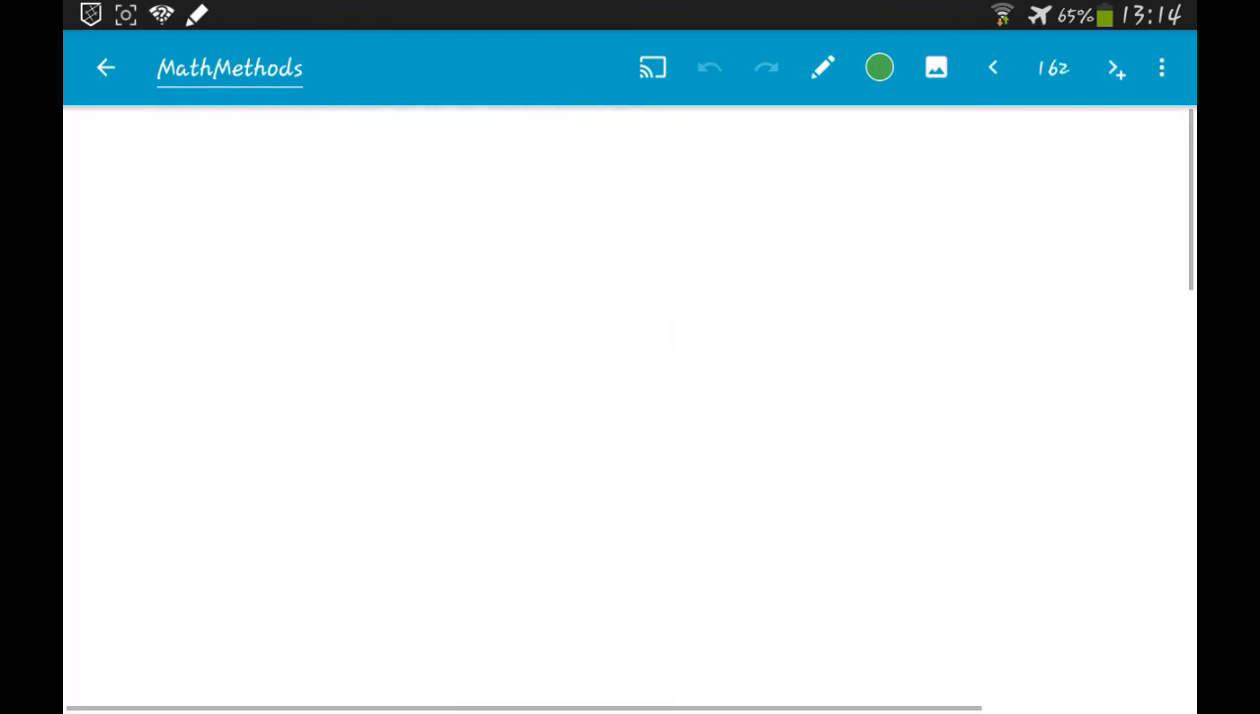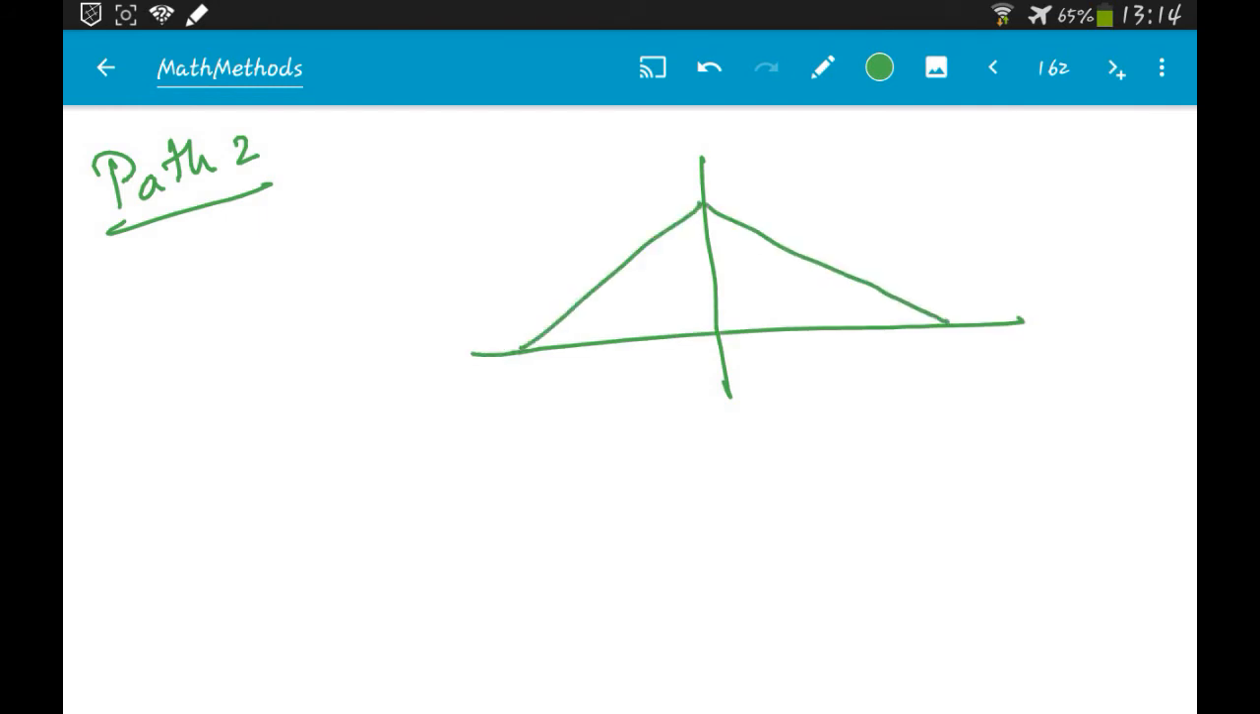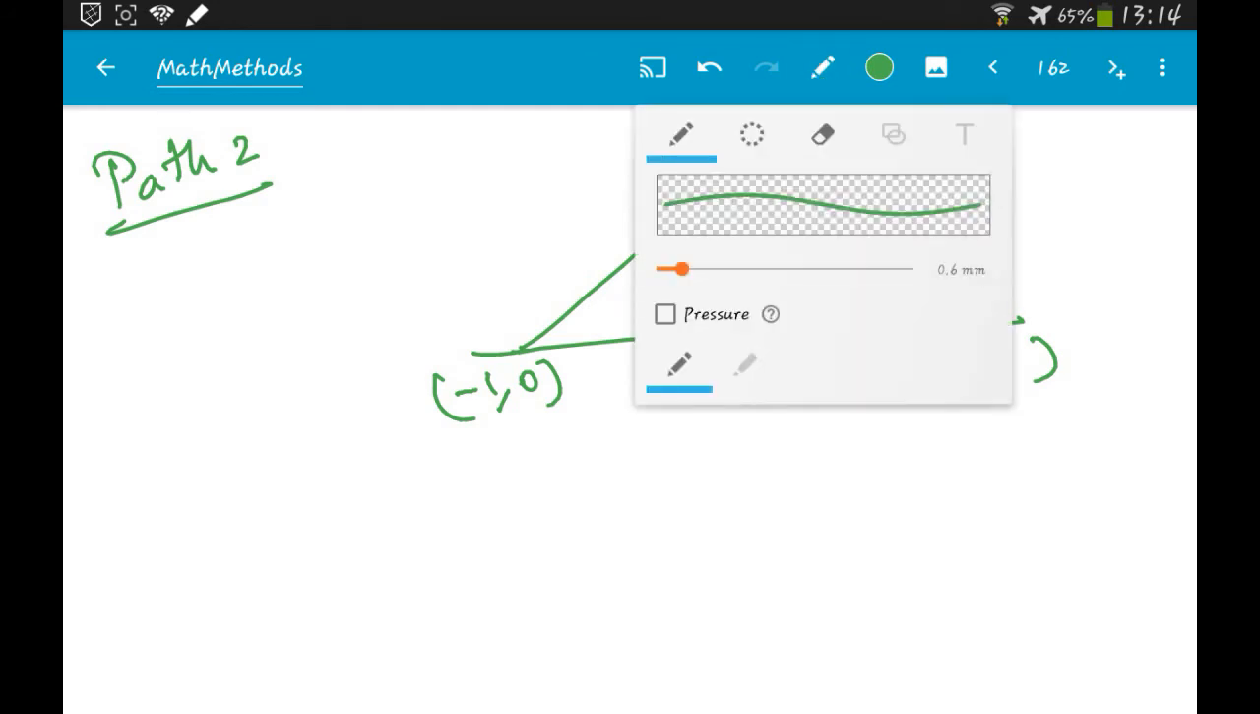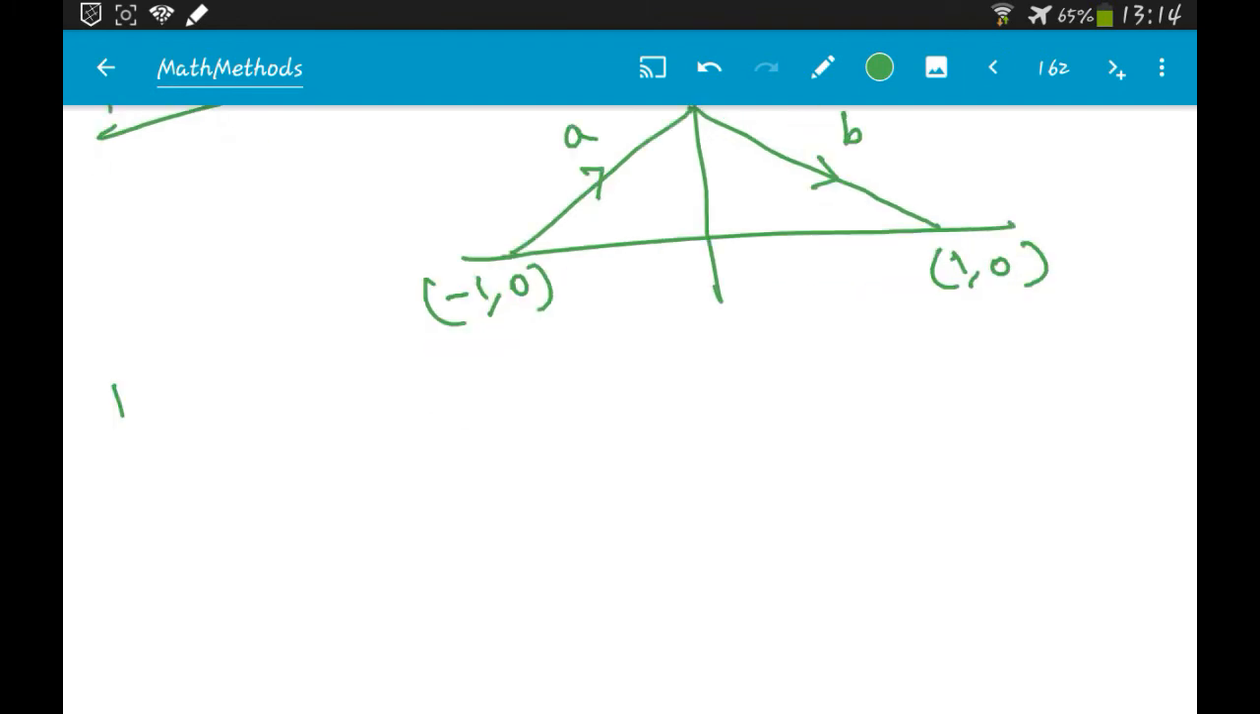Now let's see what it is for path 2. So what was path 2? Path 2 was two broken lines, right? It was basically this. So this is minus 1, 0. This was 0, 1. And this is 1, 0. And this is 0, 1. So path 2 can be split into two paths, A and B. So let's calculate for path A.